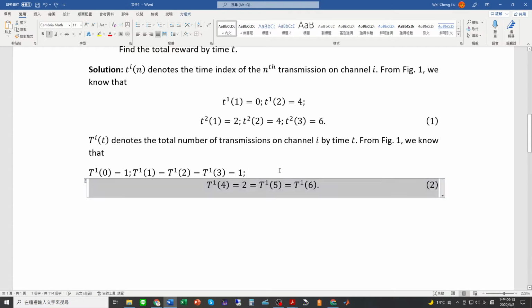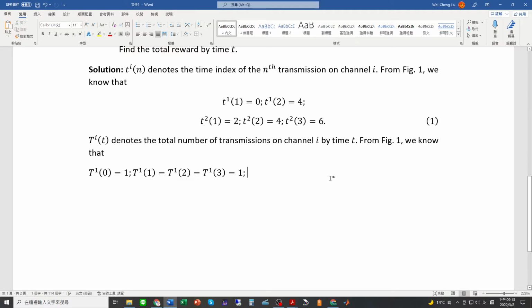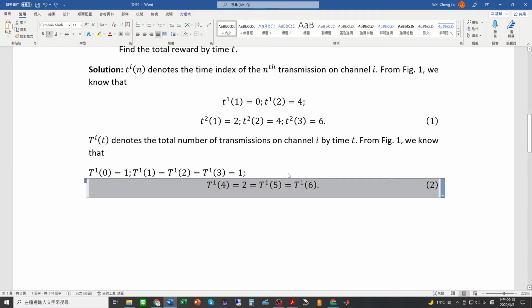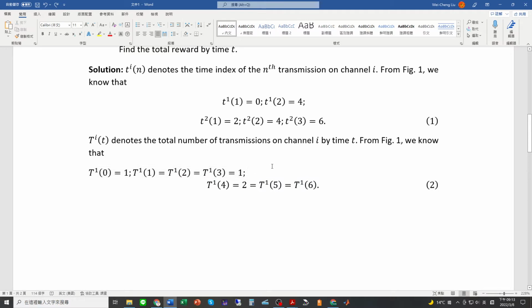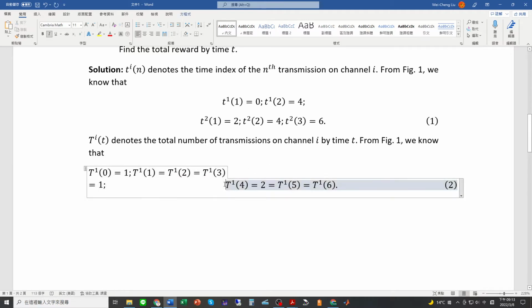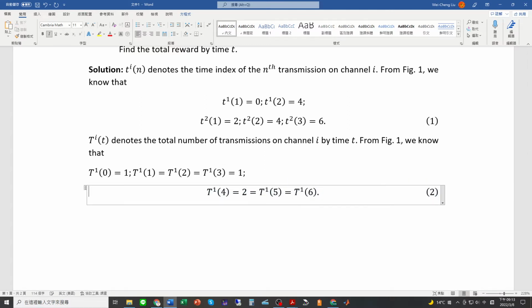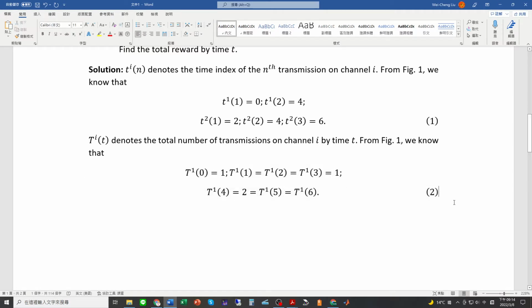Oh, sorry. Let me merge these two lines. How can I merge these two lines? Two lines is also okay.